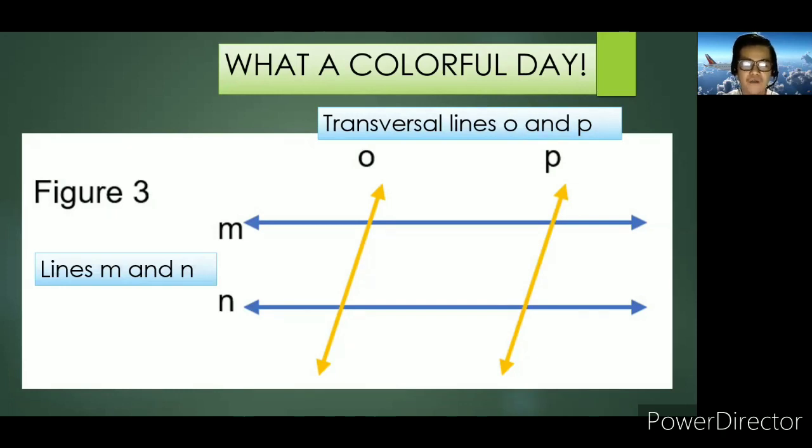Now let us color the first pair of opposite interior angles red. Can you point where it is? Yes, you are right. How about the second pair of opposite interior angles, which we will color green? Yes, that's it, exactly. As you can observe, the transversal lines O and P are parallel with each other. So the two pairs of opposite interior angles here are equal in measurement. Therefore, they are congruent. Let us try the last one.